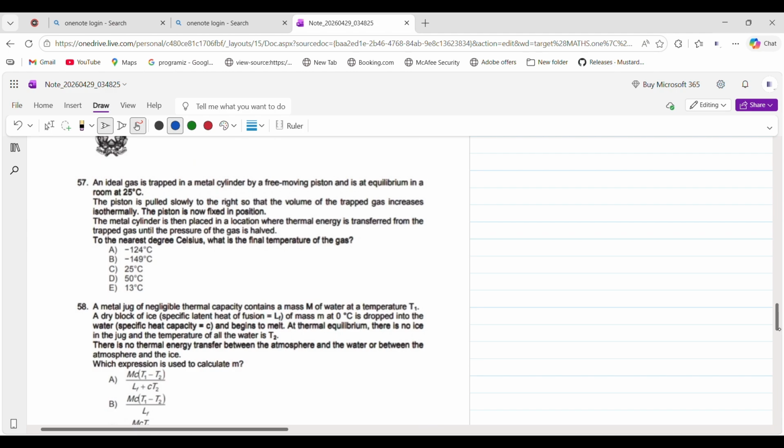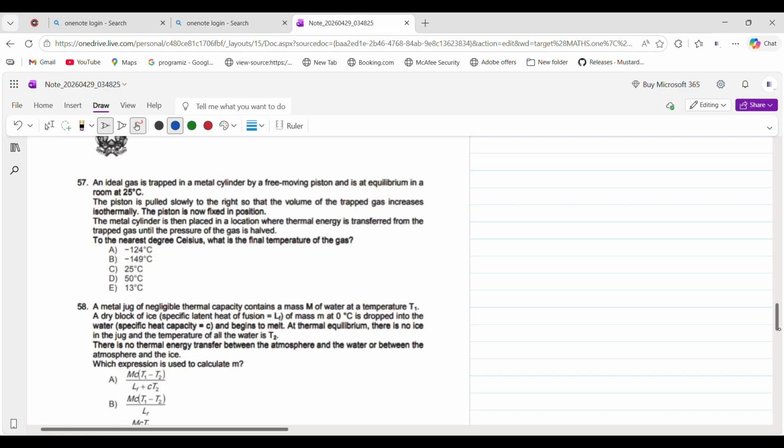Isothermally means the temperature is constant. The piston is now fixed in a position, which means volume is not changing. Volume is constant now. See, piston is fixed, which means it cannot go up, it cannot come down as well, which means volume is fixed now. Volume will not increase, volume will not decrease, but it is fixed, which means it is constant.